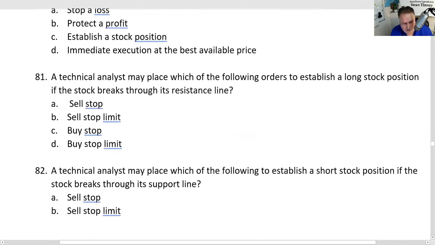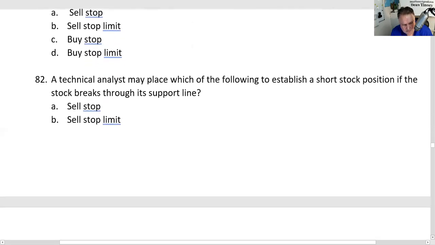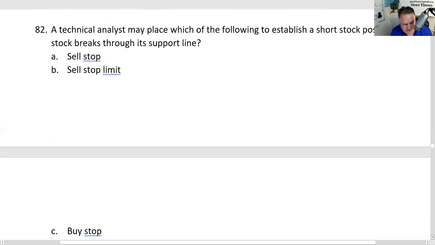Technical analyst is interested in going long or short, depending if it breaks through its support or resistance. So he would place a buy stop above the resistance line. C is in Charlie. Again, I would refer you to the lecture. A technical analyst wants to go short if it breaks through the support line, so he places a sell stop, A. And then when it trades out or through, he goes short, A.